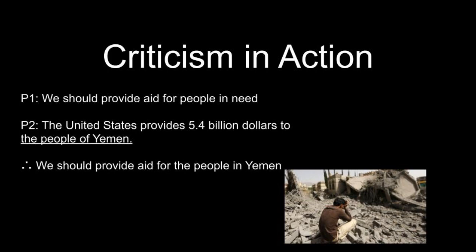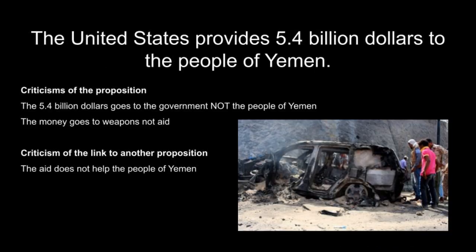The United States provides $5.4 billion, with a B, dollars to the people of Yemen. Here we see numerous criticisms. First, the $5.4 billion is not being given to the people of Yemen. Instead, it's being given to the Yemeni government, which does not represent the people of Yemen, and we don't need to pretend that it does. Regardless, let us further notice the criticism of aid, which implies the money is aid. In fact, it is military technology and weapons.